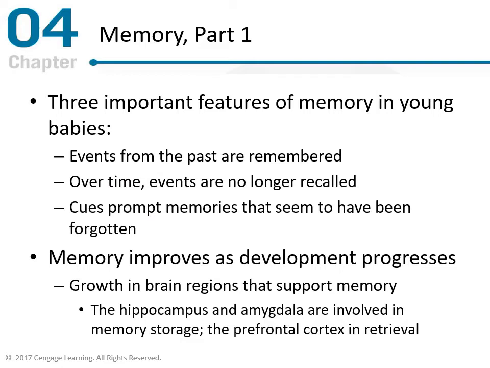So now that we've discussed how we learn, we need to discuss how to retain what we learn. How do we create memories? There are three important features of memory in young babies. Number one is events from the past are remembered. Number two, over time, events are no longer recalled. Number three, cues prompt memories that seem to have been forgotten. So let's use the example that's in your textbook to fully understand what that means.